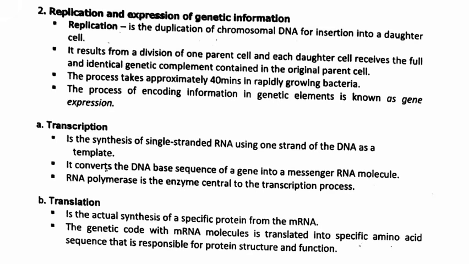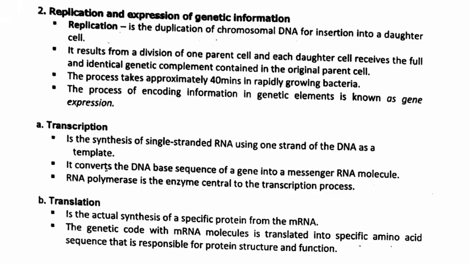Now, the process takes approximately 40 minutes in a rapidly growing bacteria. So the process of encoding information in genetic elements is known as gene expression. Now, there are two main phases, which are transcription and translation. Transcription is the synthesis of single-stranded RNA using one strand of the DNA as the template. The main goal of transcription is to convert the DNA-based sequence of a gene into a messenger RNA molecule.